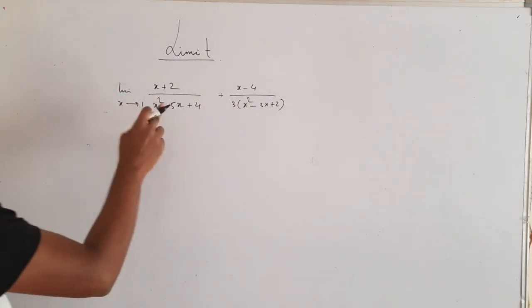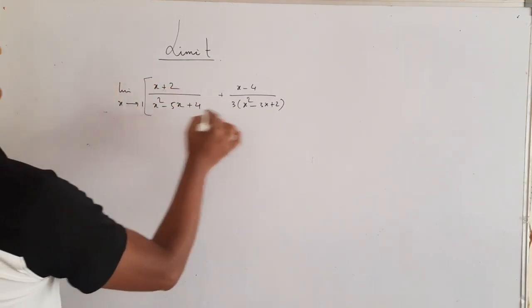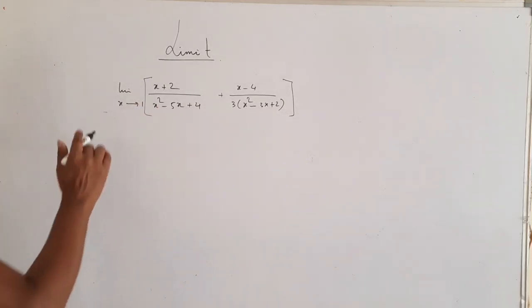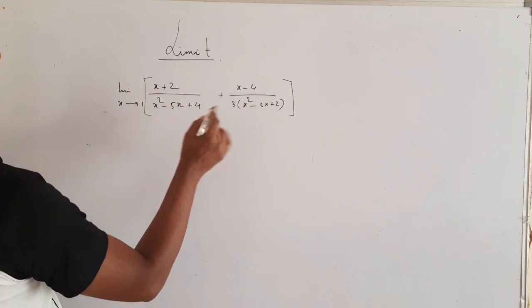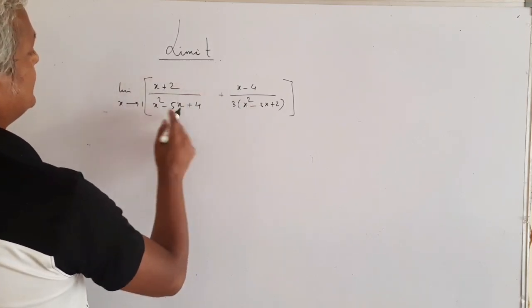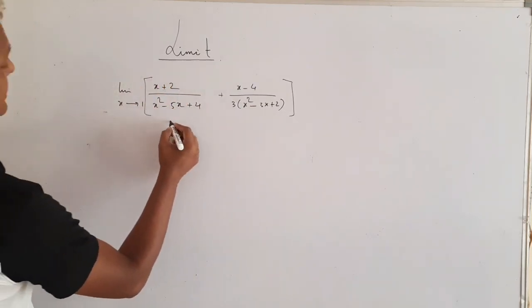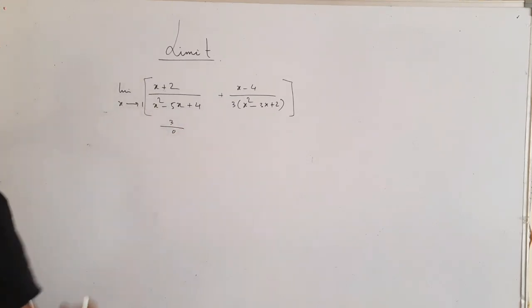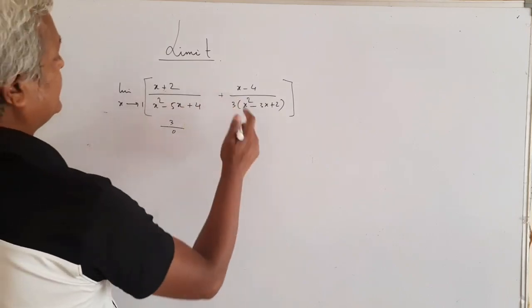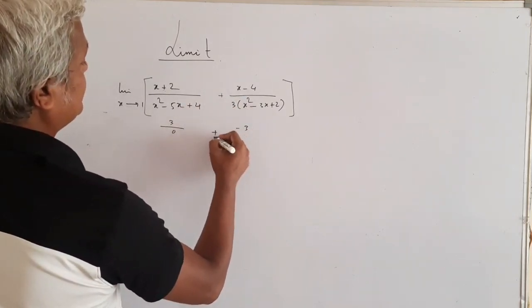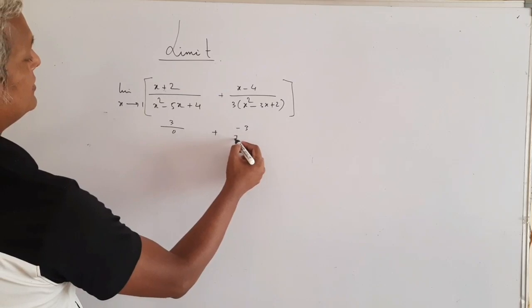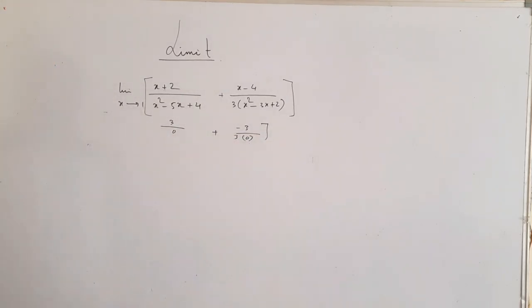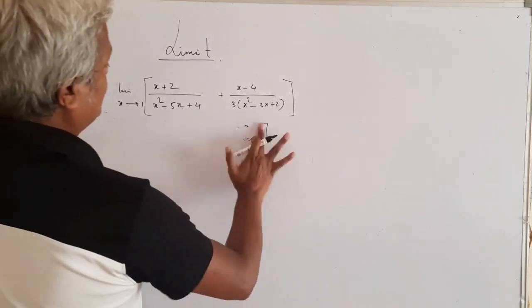The rule says that you can find the limit individually. Suppose I put the value 1 directly here, then I get 2 plus 1, 3 upon 0, and here you see minus 3 upon 3 times 0, which means you are getting your answer as undefined. It means this we cannot do.